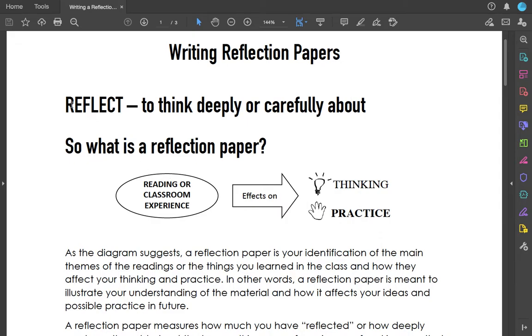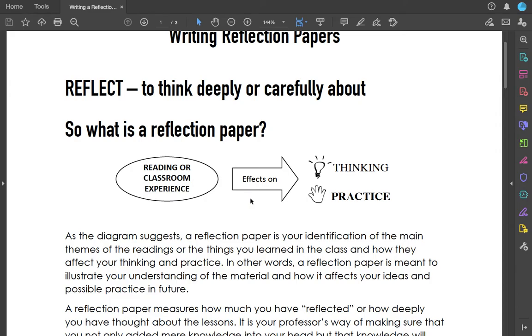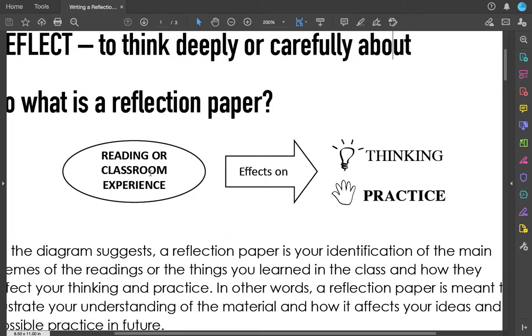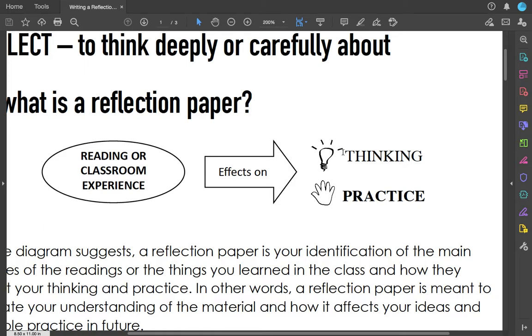Now, with this definition, we can therefore conclude that a reflection paper is something like this. Let's look at this diagram. Let's focus on this diagram for a while. So basically, your professor would give you something to read, or your professor would ask you to reflect on how the class as a whole benefited you. And sometimes the professor would also give you a movie or a video to watch or a sermon. And basically, you have to talk about the effects of these reading materials on your thinking and practice.